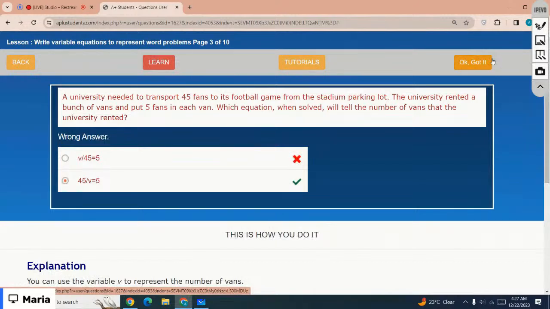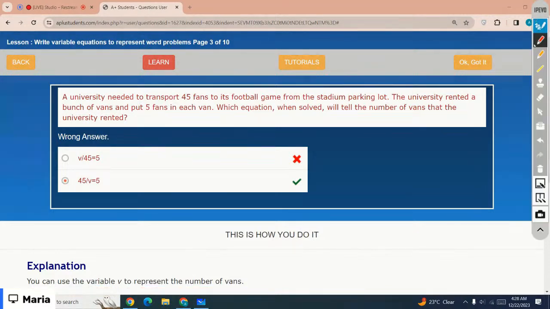The total fans we have, we know that the fans are 45. Now just listen to me carefully. You have 45 fans you need to transport, and you don't know the number of vans, but you know that in one van you have 5 fans. So that would be 45 divided by V, where V is the number of vans, and that equals 5. Option number 2 is the correct option. Got it?